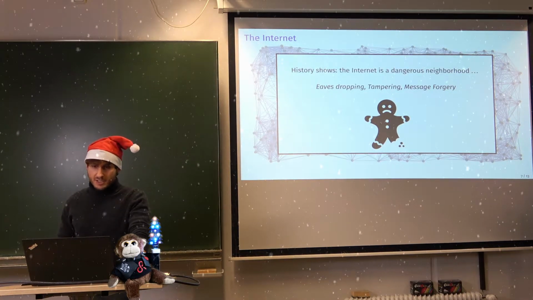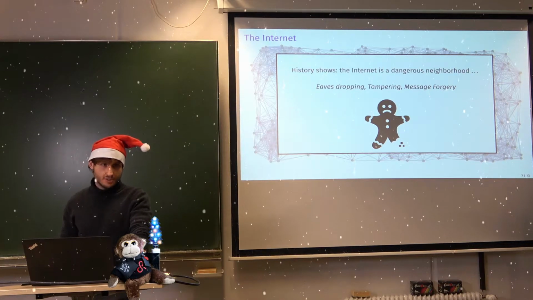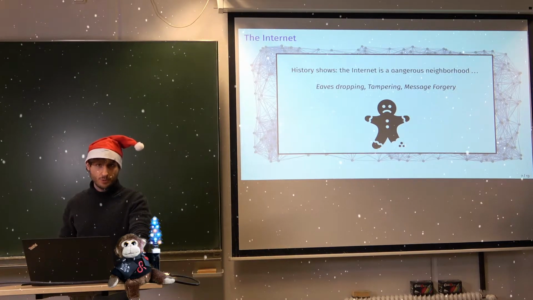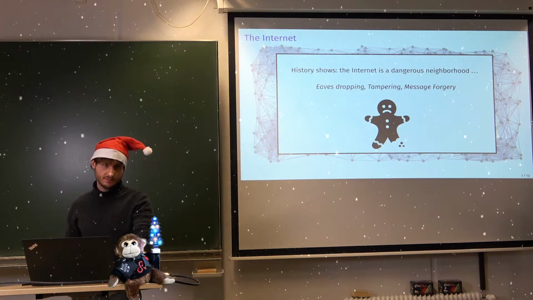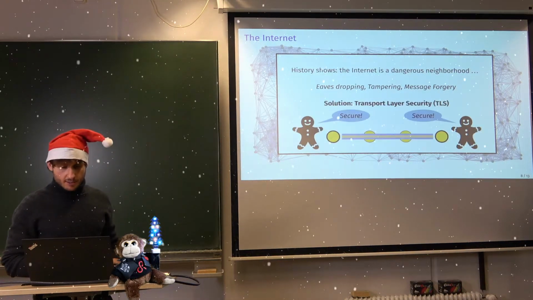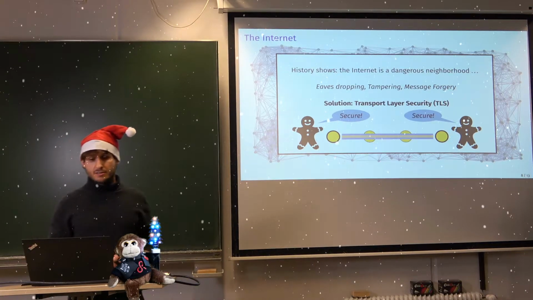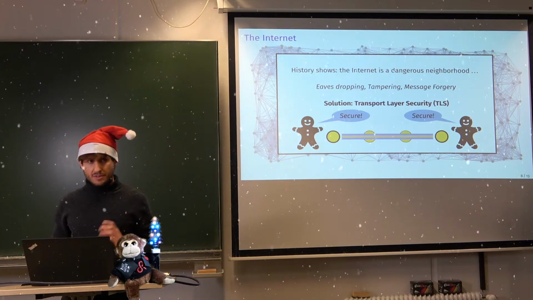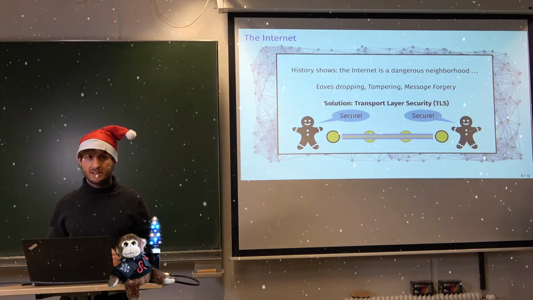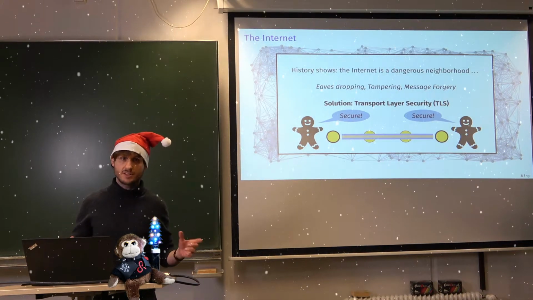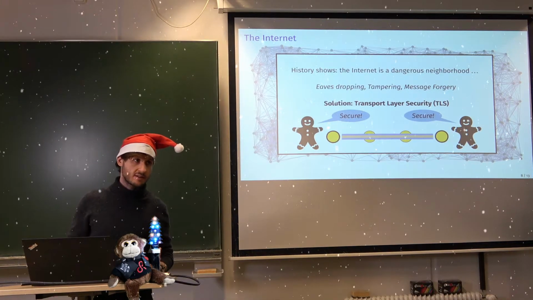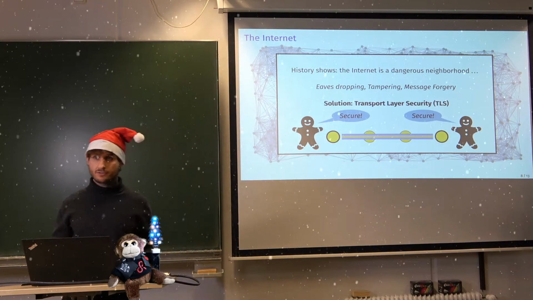So there's this problem. History shows that the internet is a dangerous neighborhood. We have eavesdropping, we have tampering, we have message forgery, and as you can see, you can even lose a leg. But there's a solution, and that solution actually dates back to 1987, and this is transport layer security, where two endpoints are secured in such a manner that messages cannot be read from nodes in between.